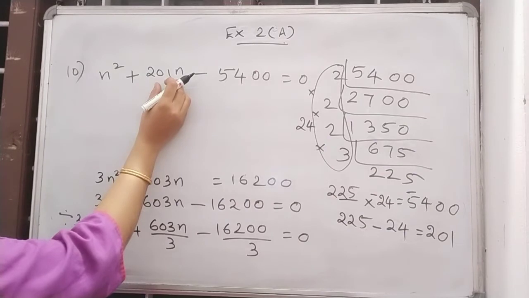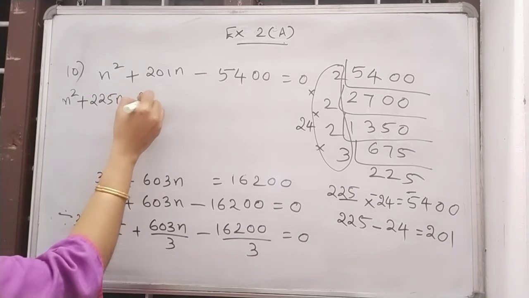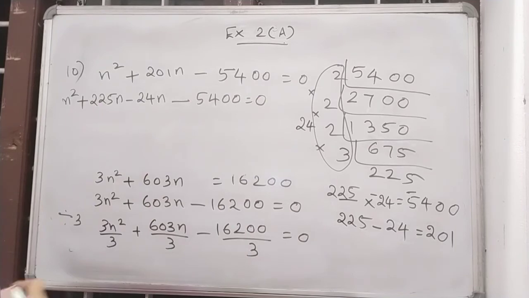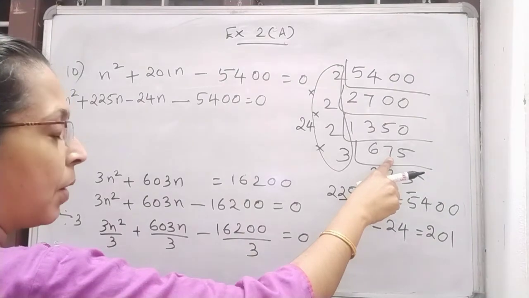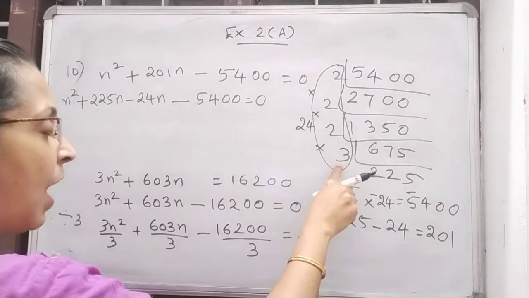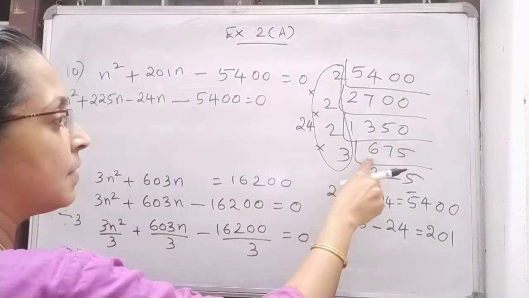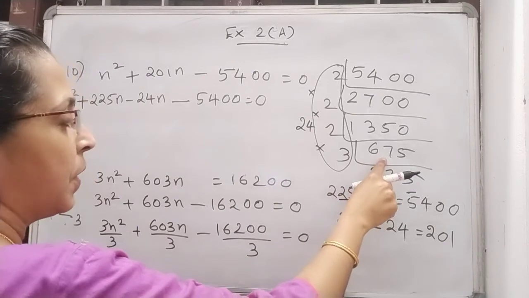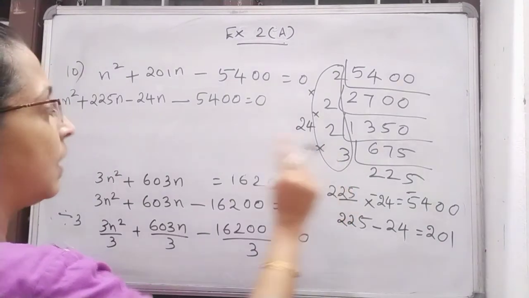So split this 201 as N square plus 225N minus 24N minus 5400 is equal to 0. While you are doing this prime factorization, here it is possible with 5, but 3 is also possible. After that only we can take 5. If 3 is not possible, we can take 5. But here 675 is divisible by 3, so we have to take that first. After that only we have to take 5. But 3 is possible here, so we should take 3.